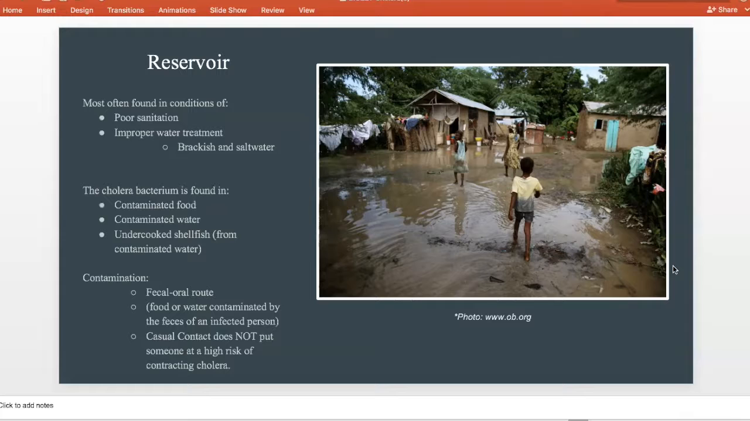When I say contaminated water, I'm referring to water that has been contaminated by the feces of someone who was infected with intestinal cholera bacteria. Casual contact does not necessarily put someone at a high risk for contracting cholera, since this is direct contact via the fecal-oral route.